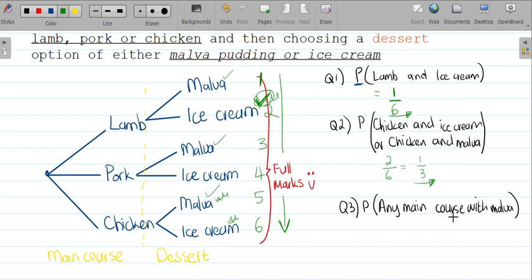So for this question, our total desired outcomes is 1, 2, 3. So it's 3 desired outcomes out of a total of 1, 2, 3, 4, 5, 6. And that simplified is a half. So guys, that would be the probability. The P stands for probability. So this would be the probability of any main course with a malva pudding dessert chosen at random. Okay, so that is another nice, easy way of how to get the answer to your probability.